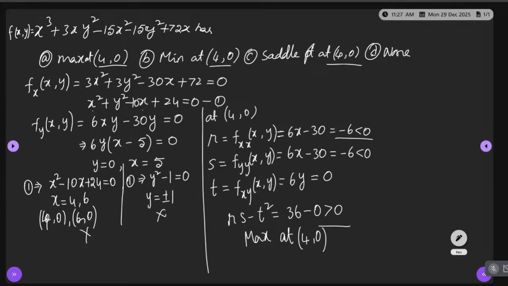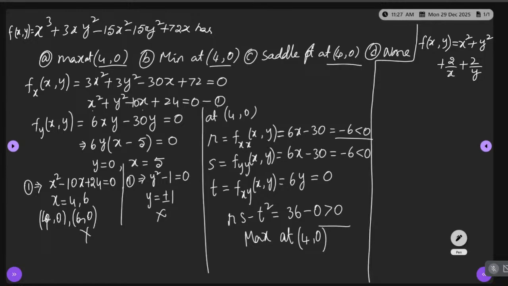The function f of (x, y) equals to x square plus y square plus 2 by x plus 2 by y has: option A maximum, option B minimum, option C no extremum, option D none.